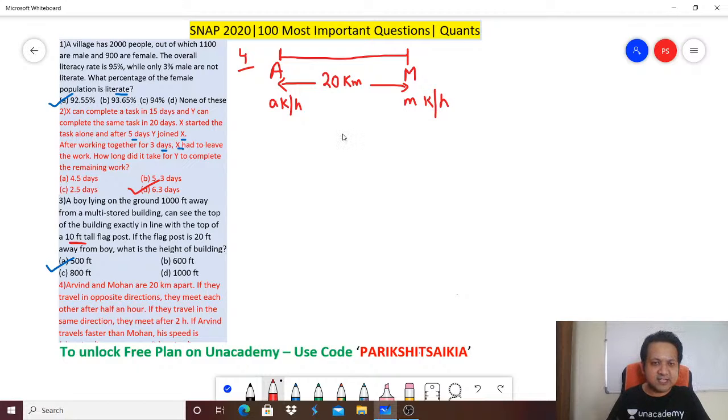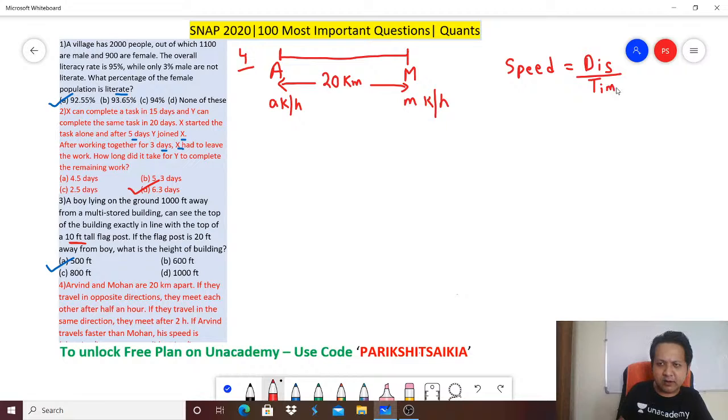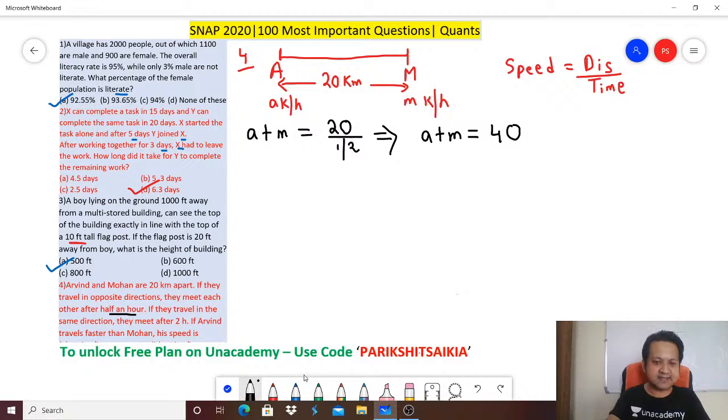Let's say the speed of A is a kilometer per hour and the speed of M is m kilometer per hour. What is speed? Speed is equal to distance divided by time. If two human beings are moving in opposite directions, their speed will be plus, right? So a plus m is the speed, that is distance by time. What is the distance? 20. What is the time? Half an hour, so 1 by 2. So a plus m is 40. Perfect.